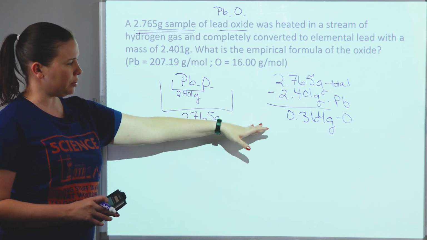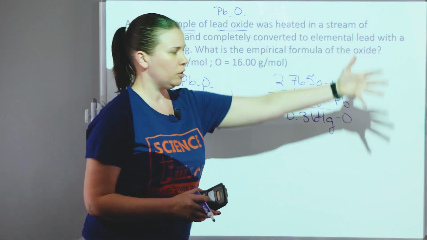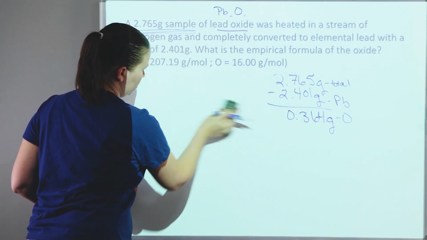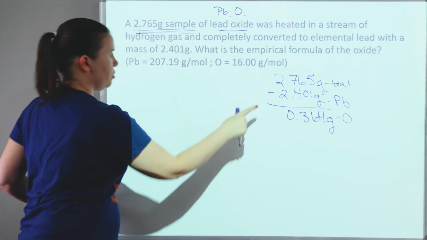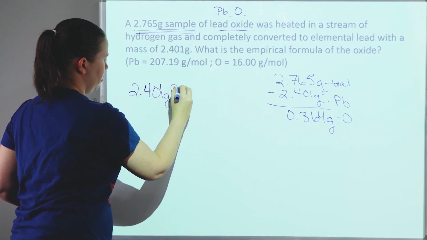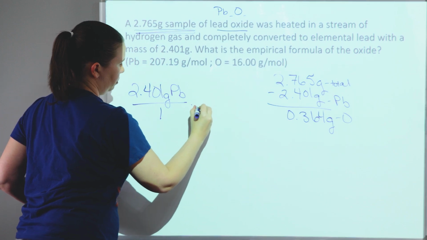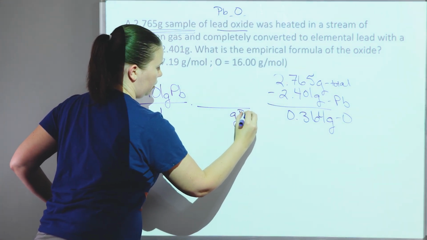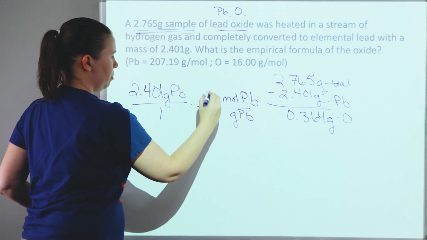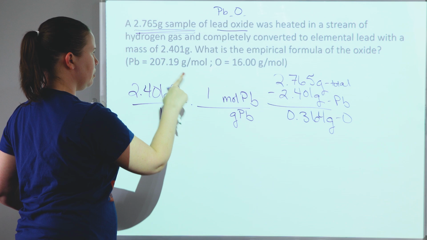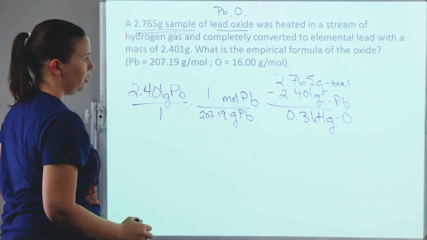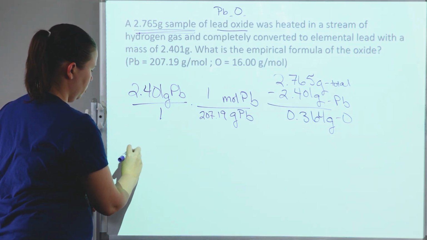So we're going to use moles to compare. So now I have to do a gram to mole comparison, which should be no stranger to us at this point. I'm just going to start with the 2.401 grams of lead, and I'll put grams of lead on the bottom, moles of lead on top. Remember, 1 mole is equal to the molar mass, and for lead that would be 207.19.